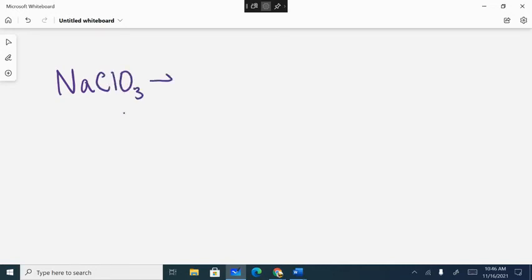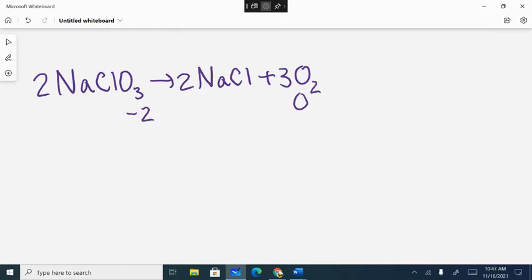Here's another one that you got to see happen. I know this is a redox reaction because oxygen is standing by itself on one side of the equation, and it's in a compound on the other side of the equation. But let's go through the math. I know it's a redox reaction already because oxygen changes oxidation state.